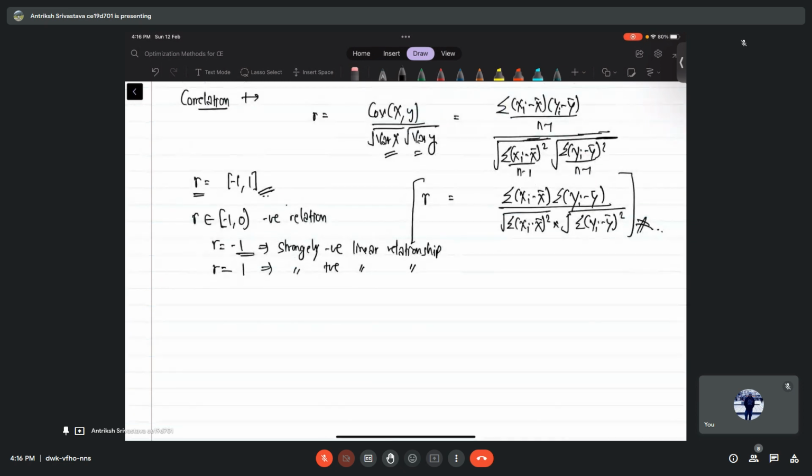And similarly, like this range, we will have the range excluding 0 to 1, that is for positive relationship. And what if r is equal to 0? That means our covariance is 0. We can say that the numerator is 0, then there is no relationship.